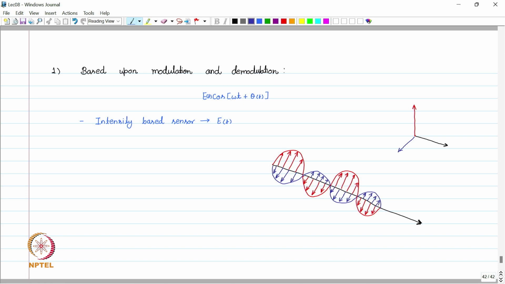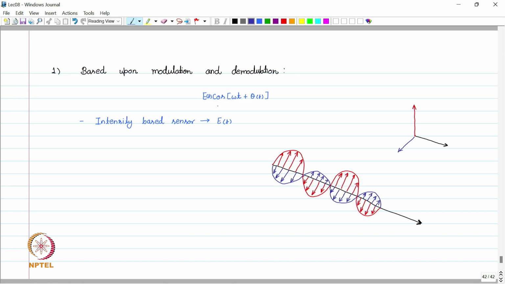So these electric field and magnetic field vectors are perpendicular to each other, and both are perpendicular to the direction of propagation of this wave. So this wave is propagating along this black arrow, which is, let's say, in the x direction. Then in the y direction we have the electric field vector, and in the z direction we have the magnetic field vector.